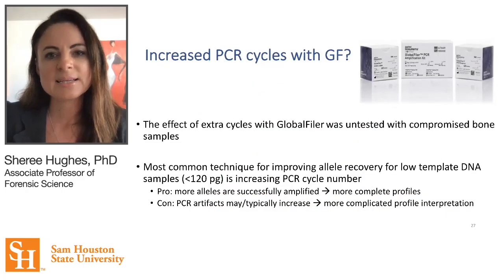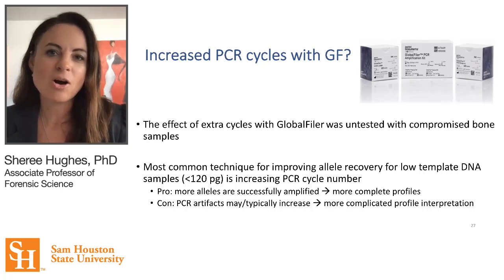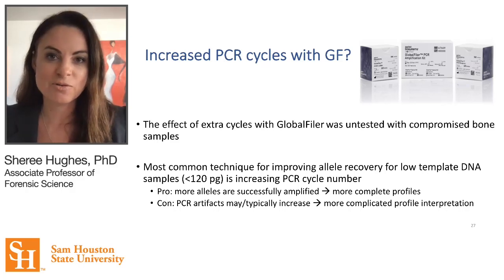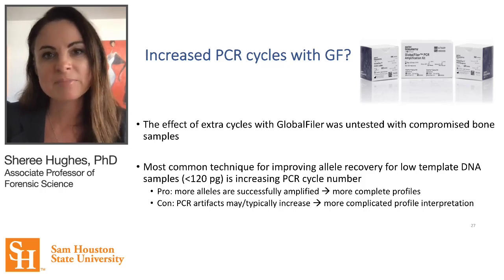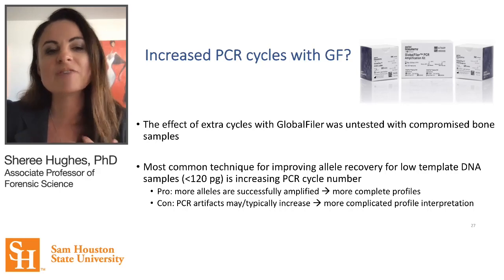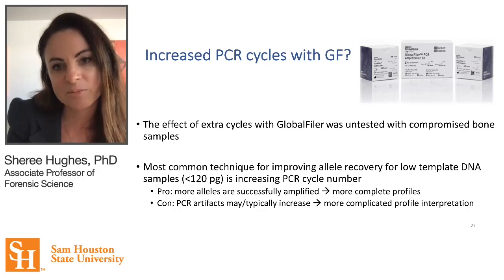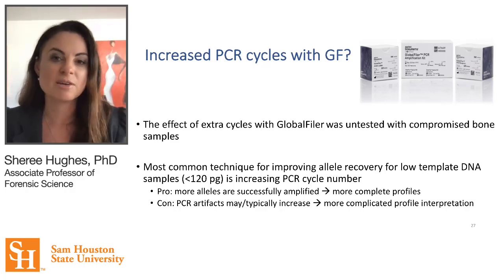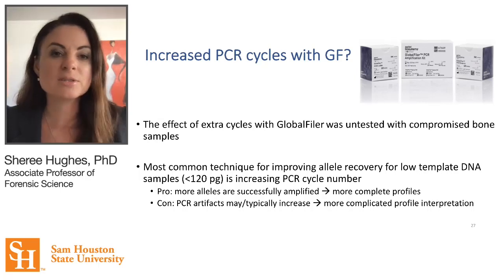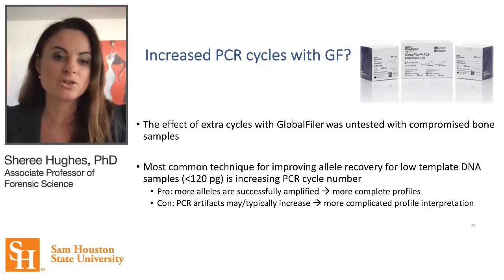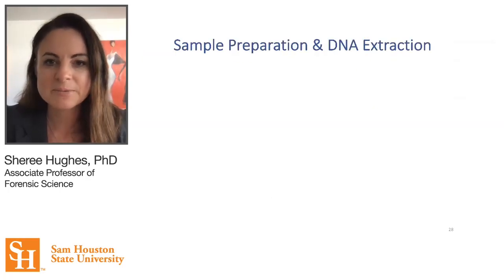But then we wanted to look at something slightly different. So we were asked to look at using our large range of environmentally challenged skeletal remains with GlobalFiler at the time. It was unknown what the effect would be of increasing the cycle number from the recommended 29 cycles of GlobalFiler with some compromised bone samples. So we looked at several increases. Because, of course, increasing our PCR cycle number is the most common technique used for trying to increase allele recovery from low template remains.